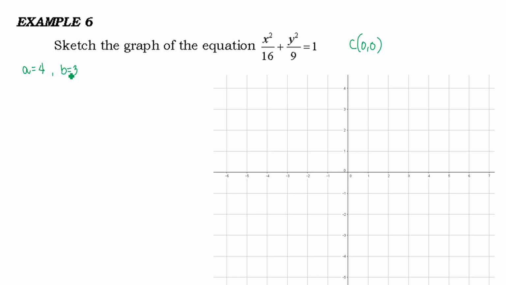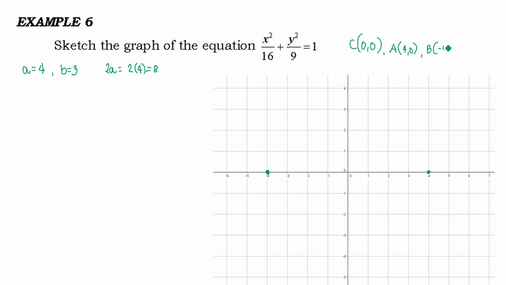horizontal, the major axis is 2A. Diba kanina? We have discussed that one. So, in other words, 2A is equal to 2 times 4, which is 8. Therefore, dito, this is 4, dito, tsaka dito. Okay, in other words, we can have our A as (4, 0), and our B is (-4, 0).